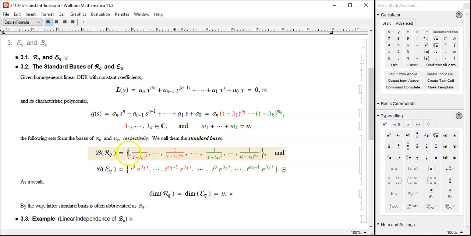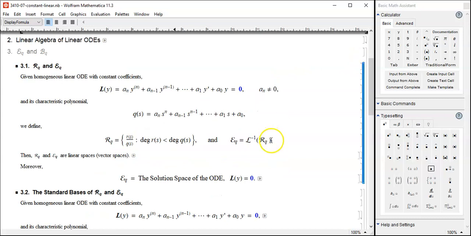So if we establish that this is a basis, then basically we're establishing this one as well. The dimension of RQ is n. Now from these fractions, take the Laplace inversion and get these functions, and we claim these form the basis as well. Please remember, EQ was obtained from RQ through Laplace inversion. That was the definition, by the way.